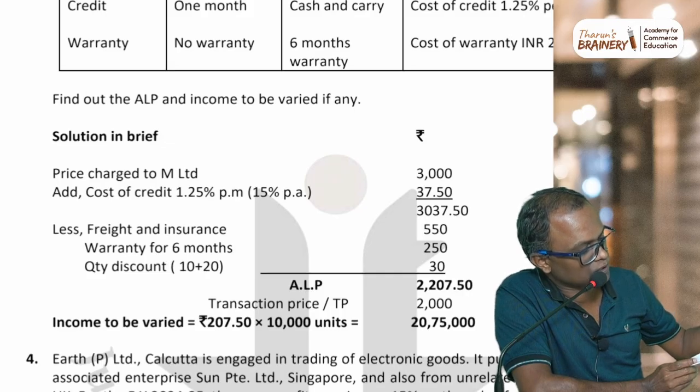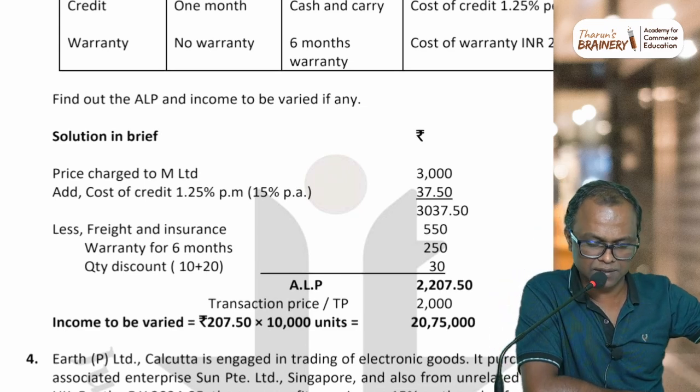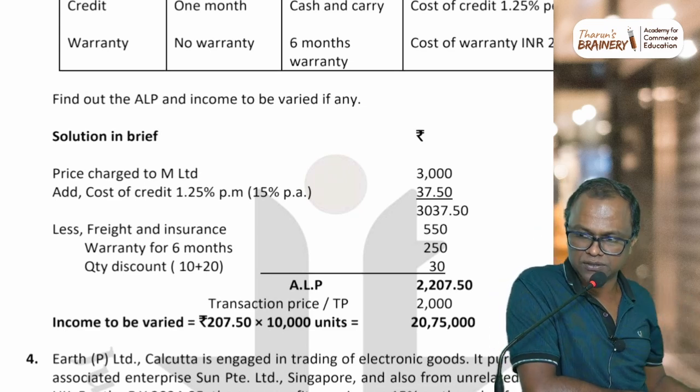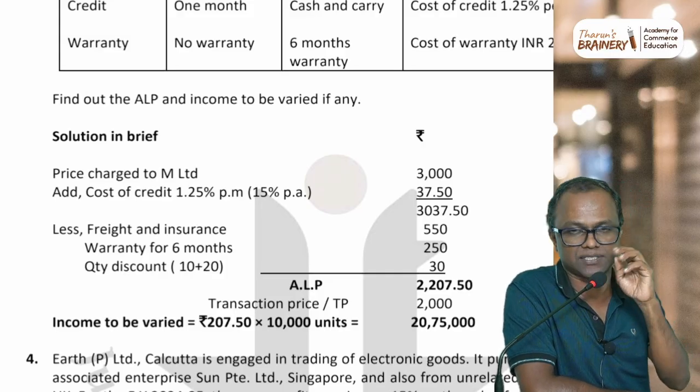Yeah. Cost of credit 1.25% per month. Yeah, 1 month. Transaction with A2 Limited, credit period 1 month. Yeah, just 1 month. So why is there a difference? 2,206, correct, right? 2,207.5 is the arm's length price.